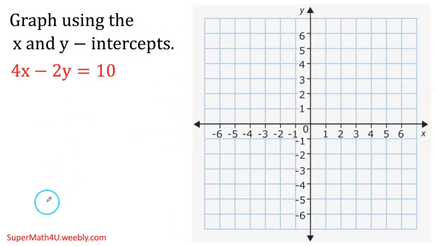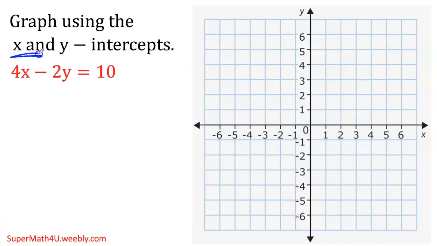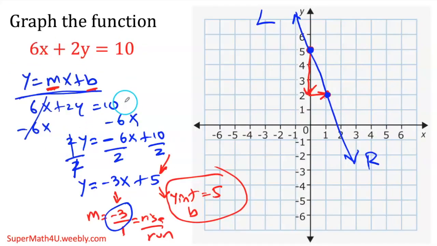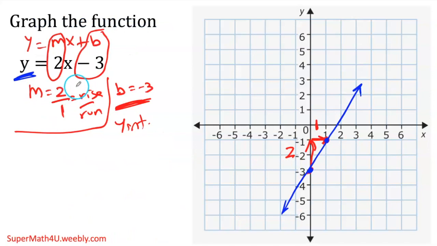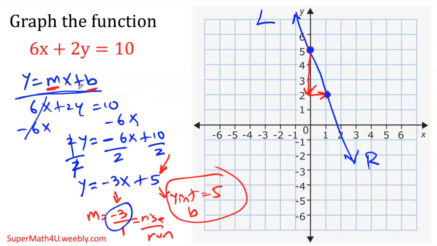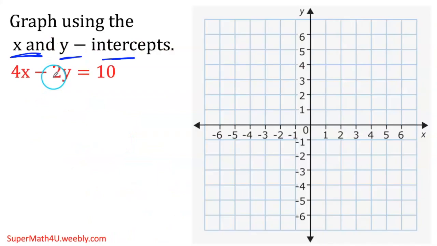Okay, another question. Now they're specifying in which way they want me to do it, using the x and the y-intercepts. By the way, let's go back. When I have the equation y equals mx plus b, this is slope-intercept form. When I have the equation with the x and the y on one side, they call that the standard form. When I have the standard form of the equation, it's easier to graph using the x and y-intercept. Let me show you. My x and the y are together on one side, so it's easier to do the x and y-intercept.